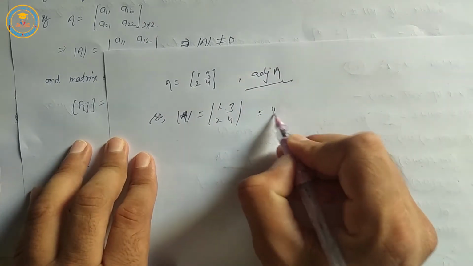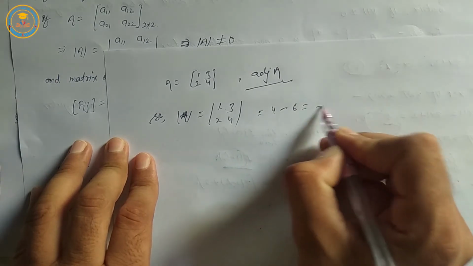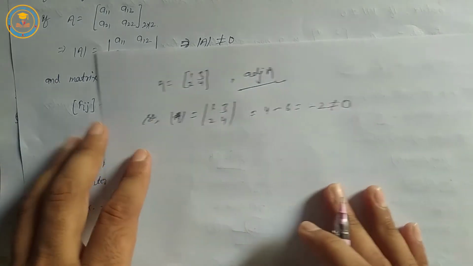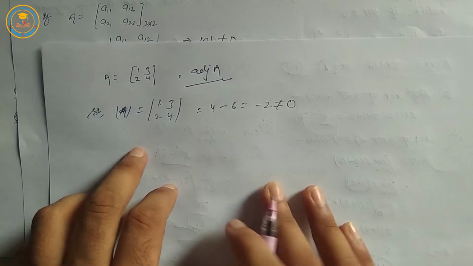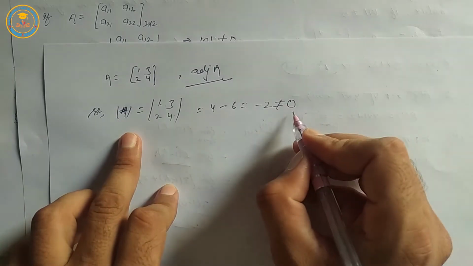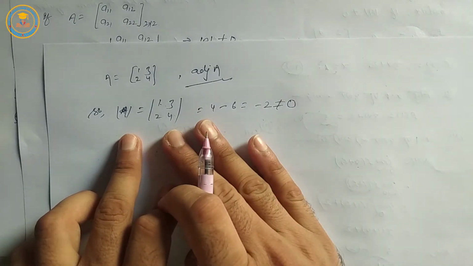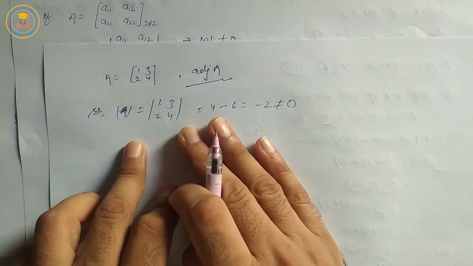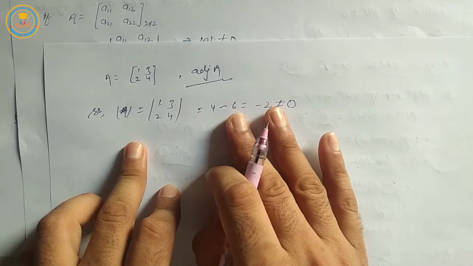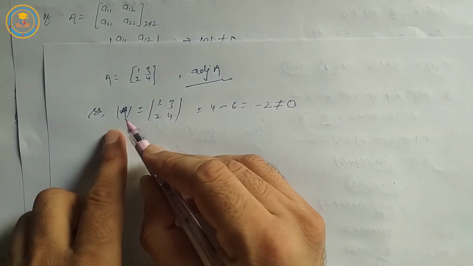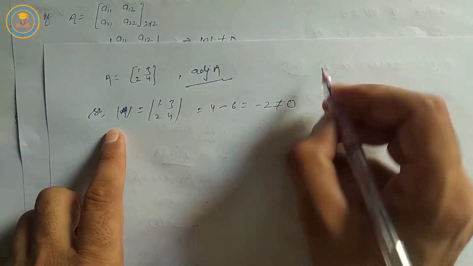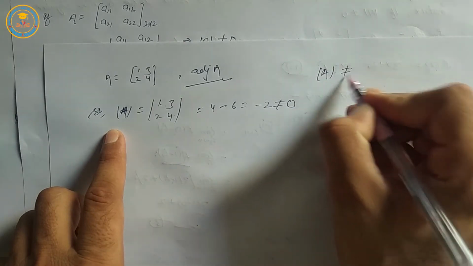4 into 1, 4 minus 3 into 2, 6 is equal to minus 2, not equal to 0. If determinant A is not equal to 0, then the value of the inverse matrix will be possible. Determinant A not equal to 0.